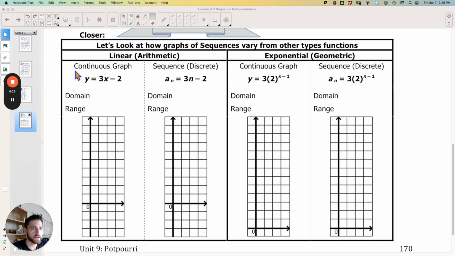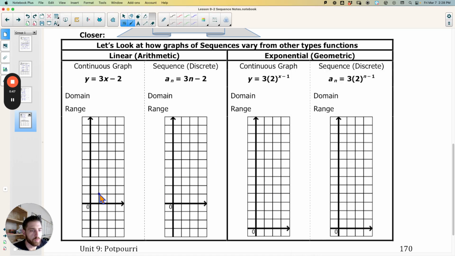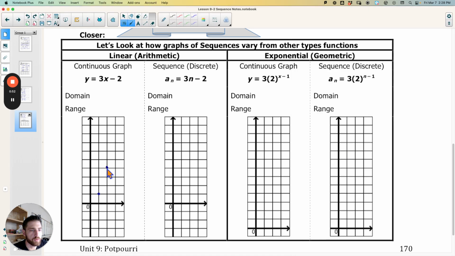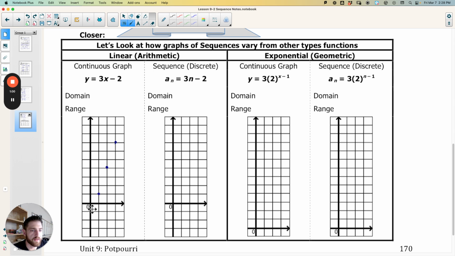This is a sequence, but it's essentially the same equation as a linear equation. If I were to graph this, you could plug it in your table function, plugging in 3x minus 2, and we'll start at 1. When x is 1, y is 1, so 1, 1. When x is 2, y is 4, so 2, 4. And then when x is 3, y is 7. So 3, 7. You can see that that's starting to take the shape of a straight line here.